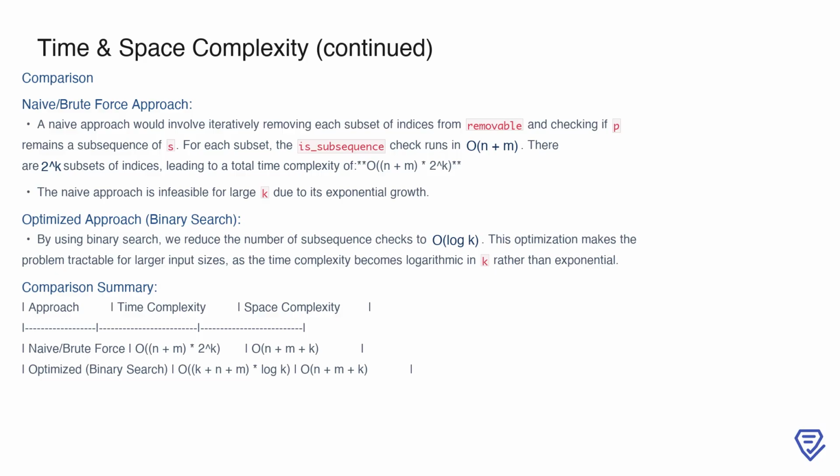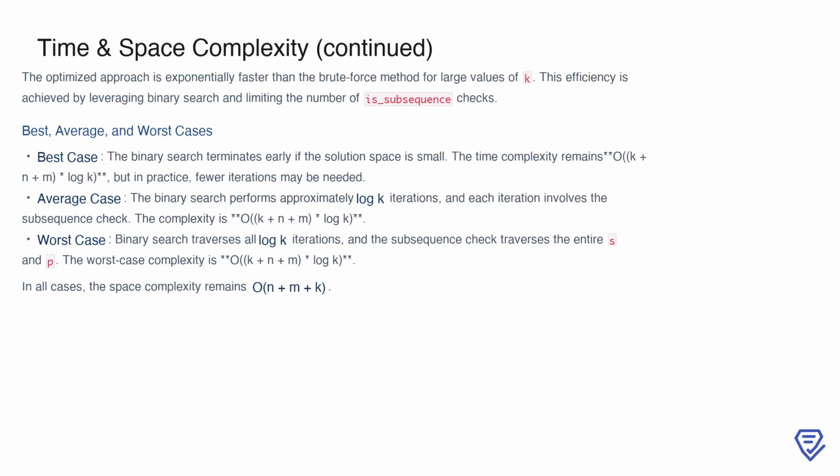On the other hand, the optimized approach uses binary search to limit the number of subsequence checks to O(log k). Each check still takes O(k + n + m), giving a total time complexity of O((k + n + m) * log k). The table here summarizes the difference, showing that the optimized approach is significantly faster while maintaining the same space complexity of O(n + m + k). The key takeaway is that the optimized approach is exponentially faster than the brute force method for large k, thanks to the efficiency of binary search and the reduced number of is_subsequence checks.